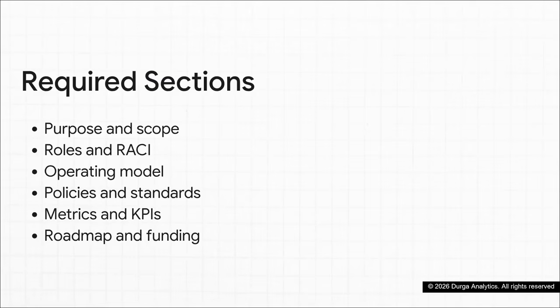Let's look at how this builds across those 6 sections. First, you've got purpose and scope, why we exist and what we cover. Second, roles and RACI, and we're naming specific people here, not just vague departments. Third is the operating model. Are you centralized, federated, or hybrid? Fourth, policies and standards. Fifth, metrics and KPIs to actually measure your success. And sixth, roadmap and funding.